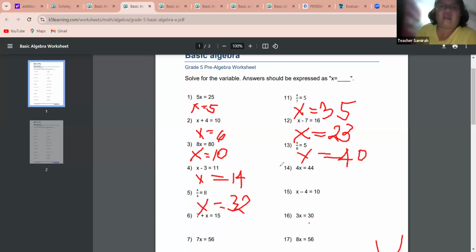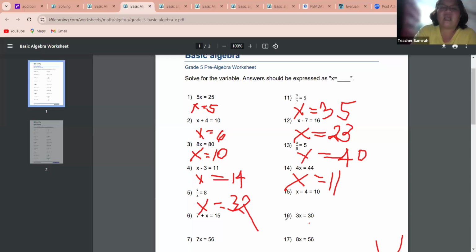And then next, 4x is equal to 44. We need to eliminate the coefficient 4 by simply dividing the left side as well as the right side by 4. So 4x divided by 4 would give us x, and 44 divided by 4 would actually give us 11.